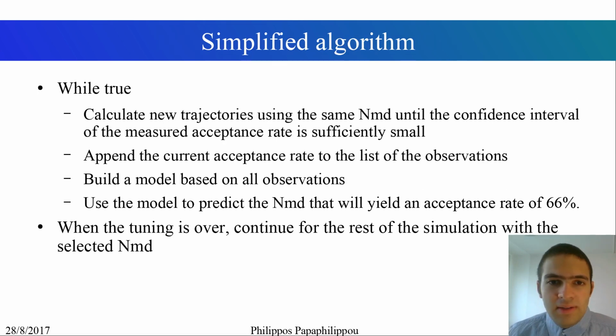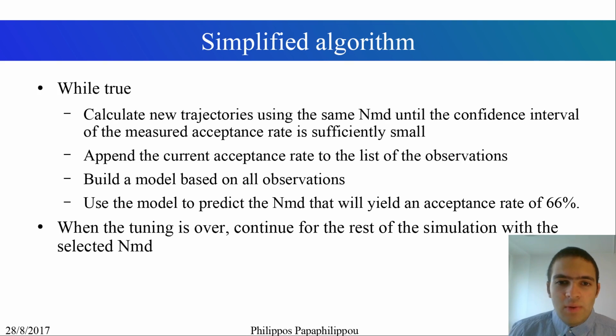And here we can see a simplified form of the algorithm that the fine-tuner will have. At each iteration, we calculate new trajectories until we have a small confidence interval that will guarantee that the measurement of the acceptance rate is accurate. Then we add this acceptance rate measurement to the list of all observations, and then we build a model.